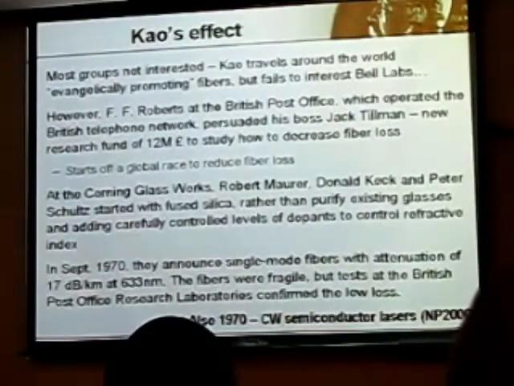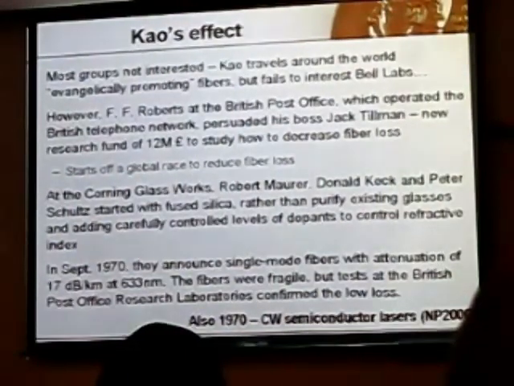Can we do it optically? That was a good reason, not this low loss business. So Tillman gives him $12 million to study this, and their initial results are very encouraging. And this then starts off a global race to make fibers with no loss. Eventually, the people who solve the problem are at Corning in the US.